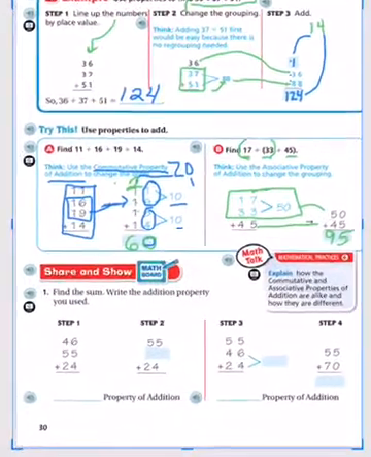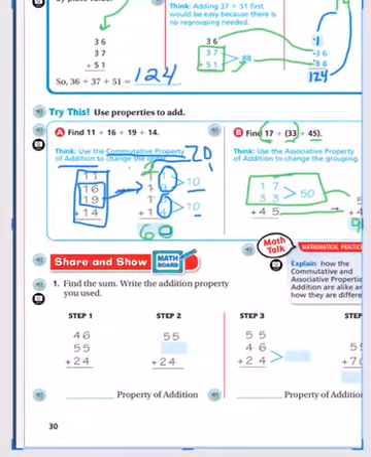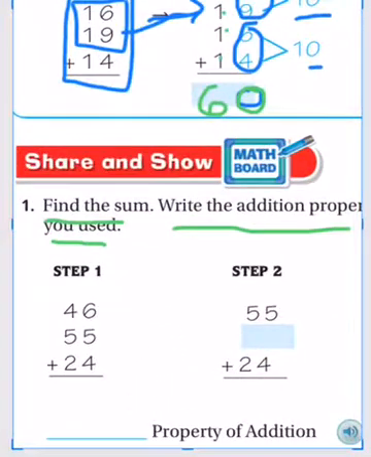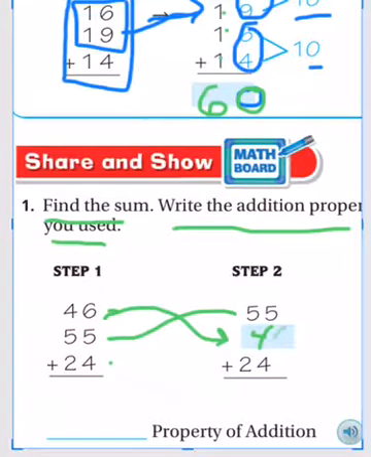All right, let's look at share and show here quickly. It says find the sum, write the addition property you used. Okay, so here, step 1, they have 46 plus 55 plus 24. And now in step 2, they've moved 55 up here, so that means we have to move 46 here. We switched the two around.